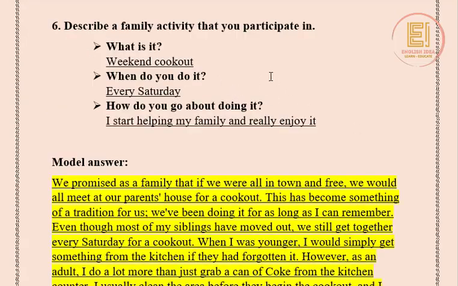So this is my 6th question, where you have to describe a family activity that you participate in. The first question is, what is it? The second question is, when do you do it? And the final question is, how do you go about doing it? As you can see, I have given simple answers.